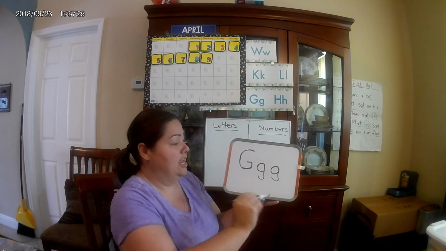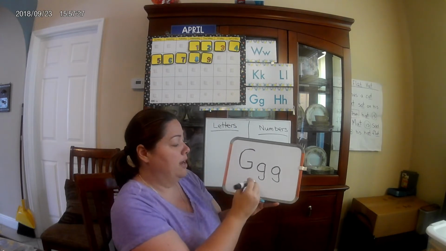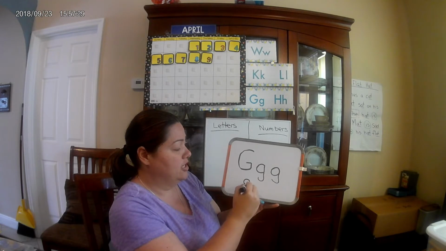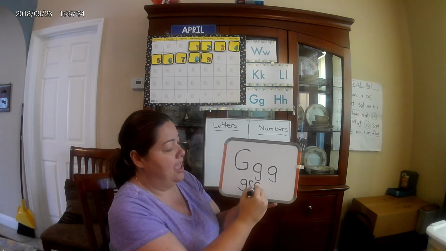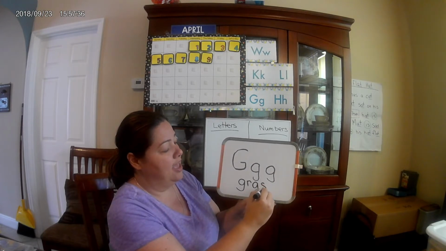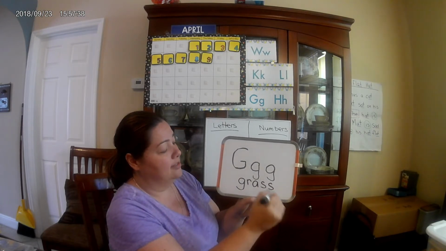All right, so G is for, we're going to write grass on here. So G, R, A, S, S, grass.